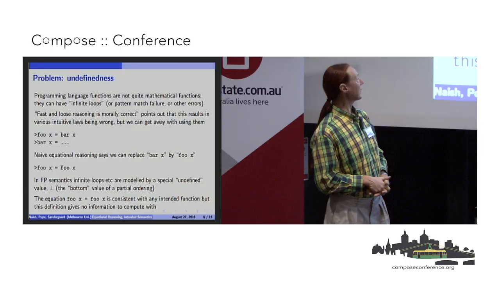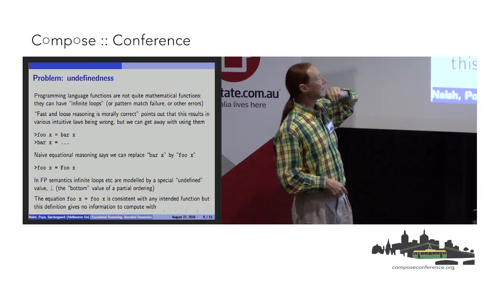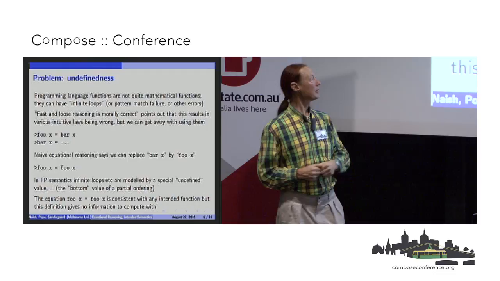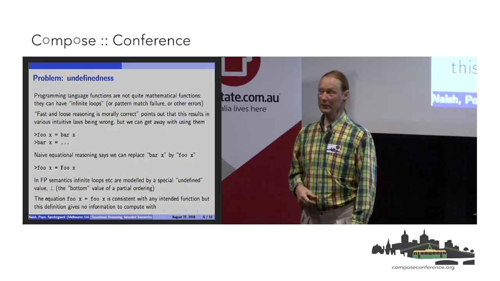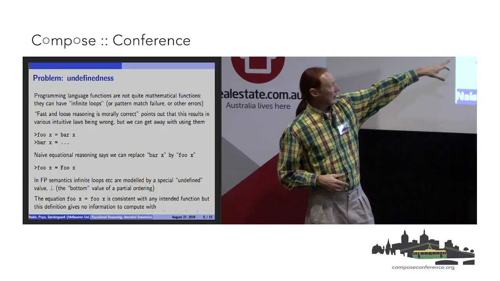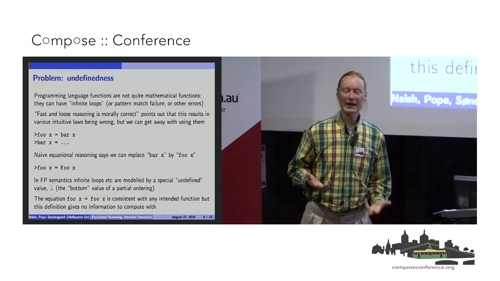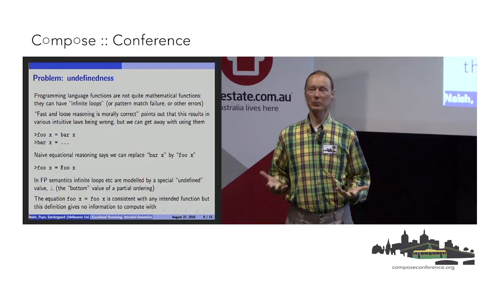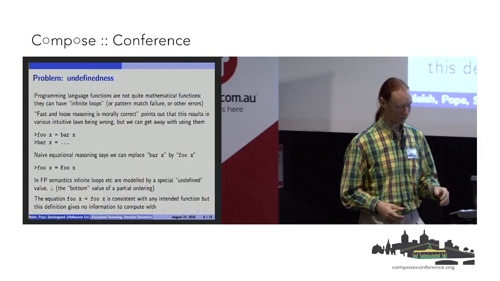If you look at the functional programming semantics, infinite loops, the sort that you get with this, are modeled by a special symbol, upside down T, pronounced bottom, and that's the bottom value in a partial order. Getting a little bit technical here, but I won't get too technical. The equation foo of x equals foo of x is consistent with any intention that you might have, but it doesn't give you any information for computing.